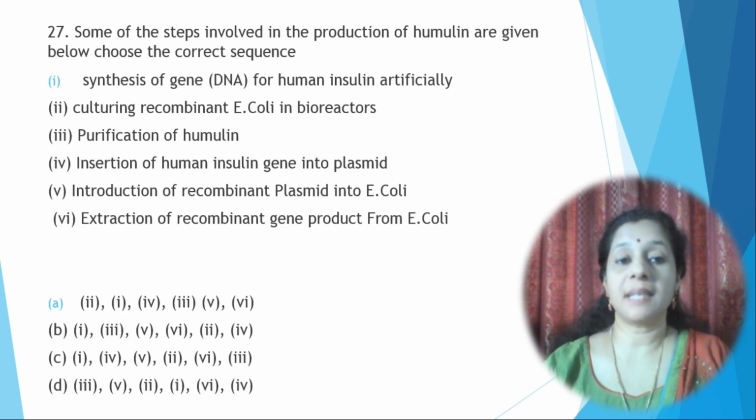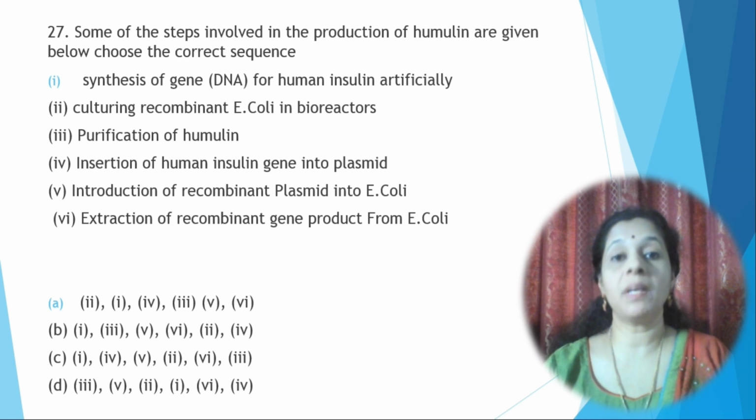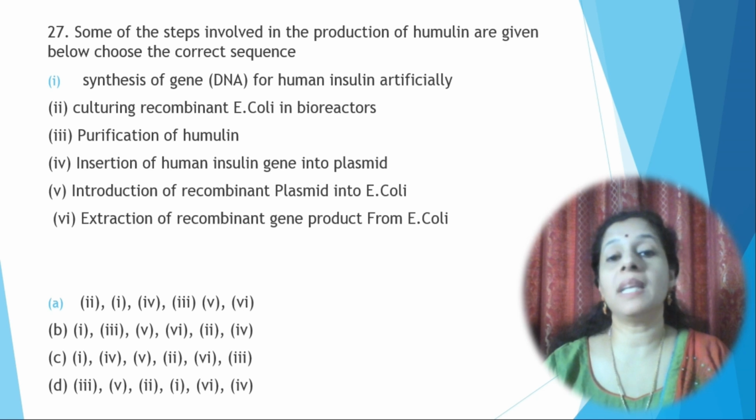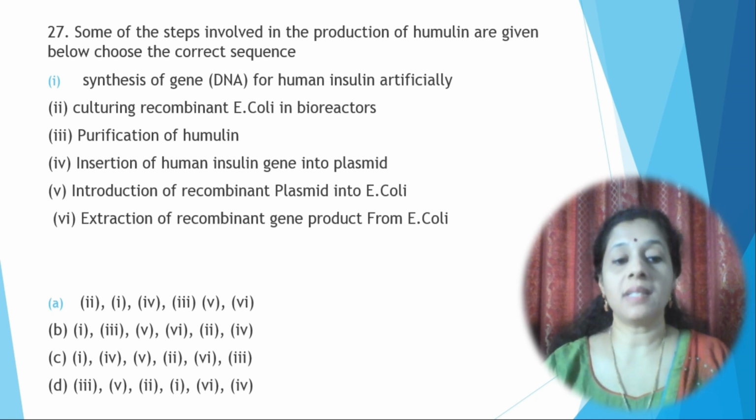Now we have to rearrange the steps. These questions also are time consuming. So you have to be as quick as possible. Some of the steps involved in the production of humulin are given below. Choose the correct sequence. Humulin is nothing but human insulin, genetically engineered human insulin. So first, synthesis of gene for human insulin artificially. So options starting with B and C. So let us see now. After that, insertion of this human insulin gene into plasmid. Option 4. So C seems to be the correct answer.